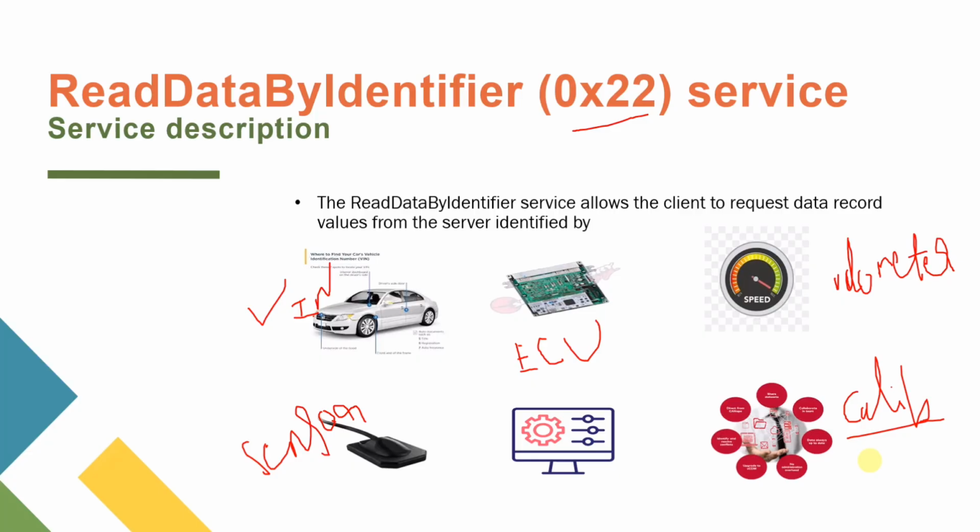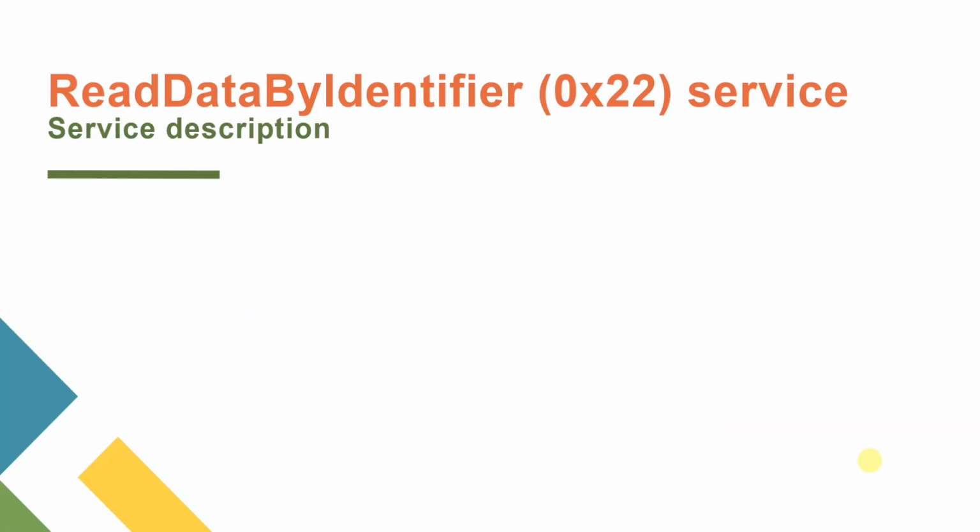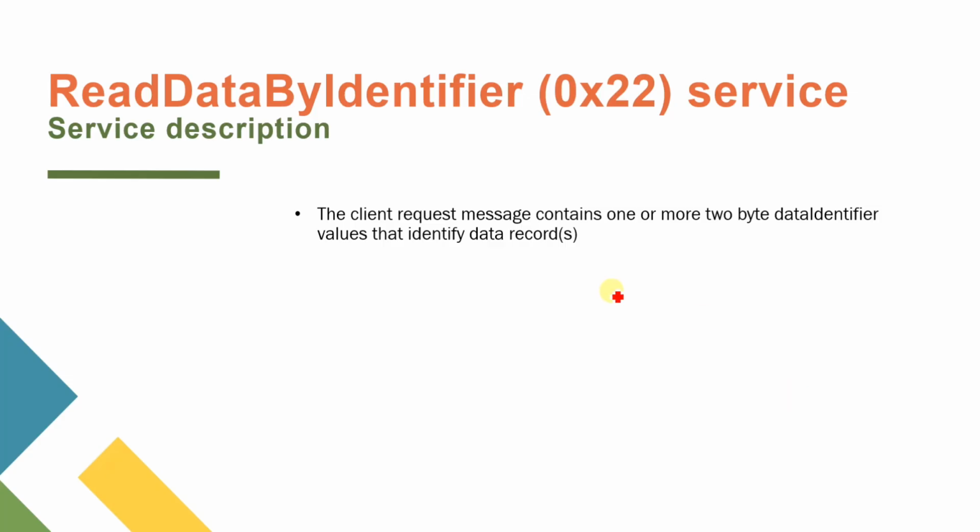And we can use security and access levels. We can request the current security status or which access mode is enabled, and some manufacturing information like production date or supplier code, etc. Those pieces of information we can also read. The client request message contains one or more 2-byte data identifier values that identify the data record.